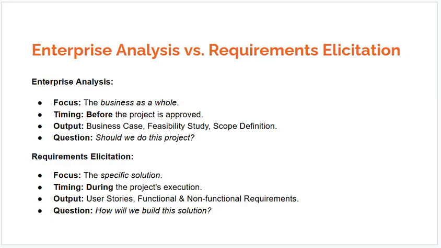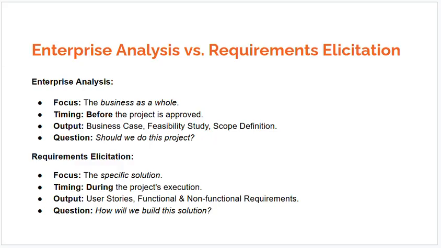And in the requirement initiation stage, the output should be user stories, functional requirements, non-functional requirements, business requirements, technical requirements, wireframes, prototypes, and workflow diagrams. These are the requirement initiation parts. The question: should we do this project, is this project sufficient for us, are the requirements sufficient for us? That's the question we are going to solve in the enterprise analysis. And in requirement initiation, how will we build these solutions, and what areas will the solution cover?